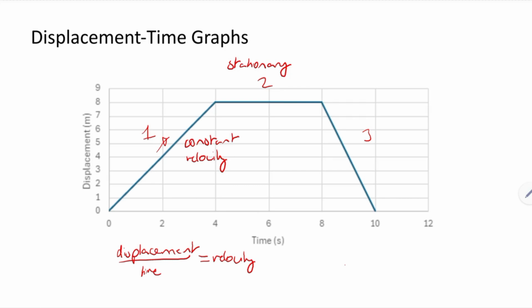And the third line is a line going downwards. And so, if you were to find the gradient, it will be the same as displacement over time. But as it is going downwards, it will be a constant negative velocity.